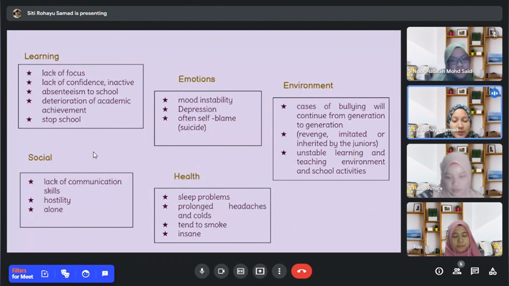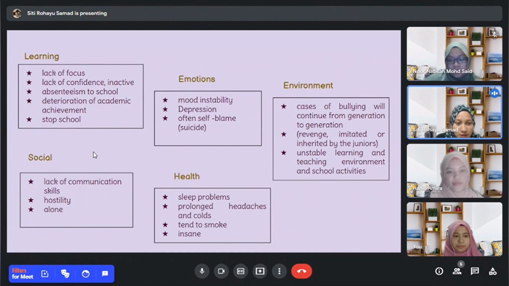In terms of learning, lack of focus. Students or bully victims experience disruption while studying or while they are in the classroom. This is because they may be haunted by fear of threats or any problems from the bullies. Then they often lack confidence or are inactive in any activities in the school.